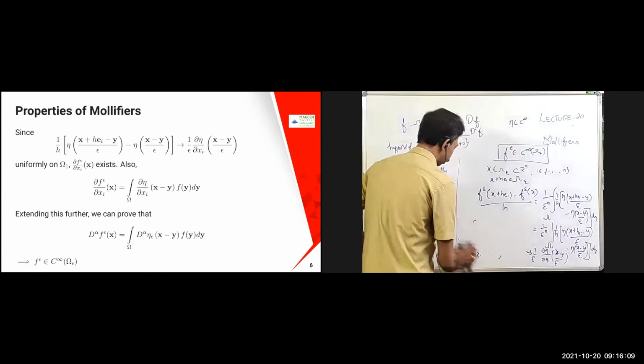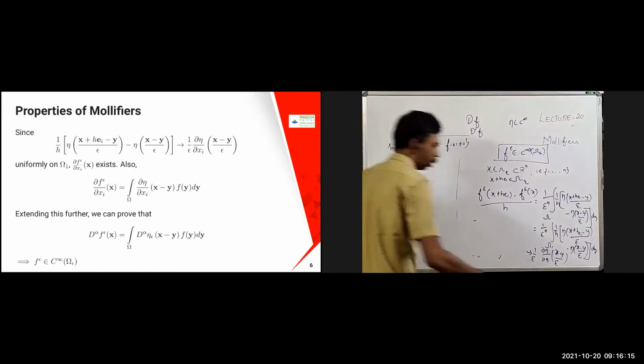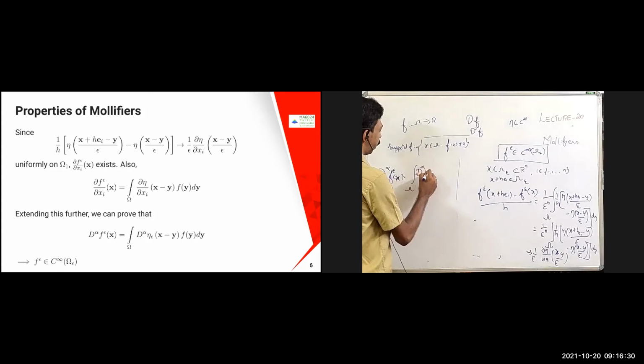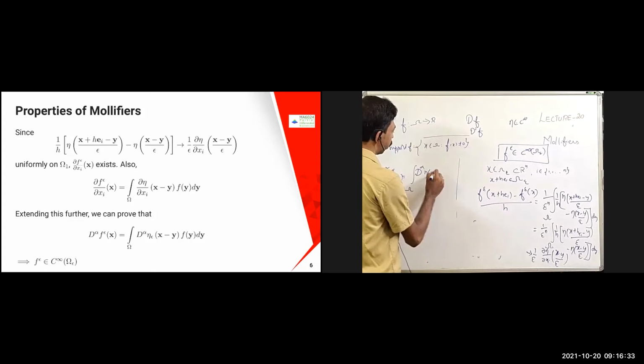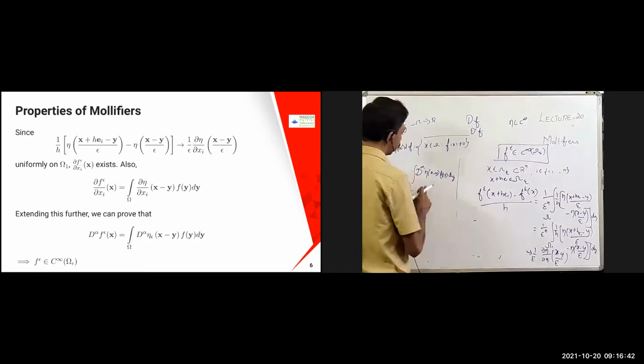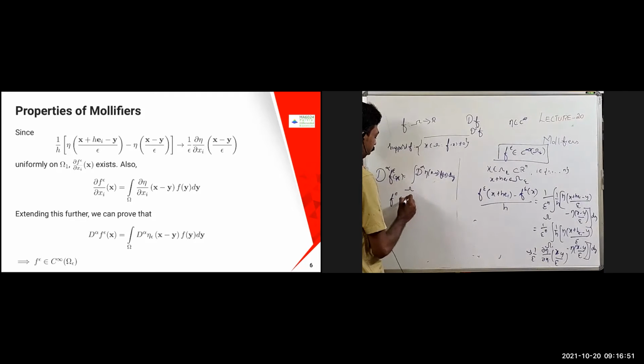D^α f_ε of x equals the integral over Ω of D^α η of (x minus y) into f of y dy. Since D^α of η of (x minus y) exists, because η belongs to C infinity, this is going to be differentiable. Therefore, that means I have f_ε belongs to C infinity.